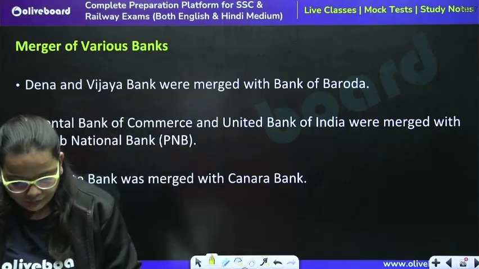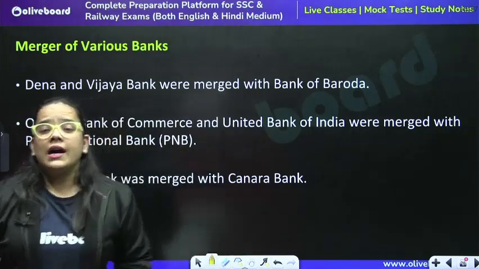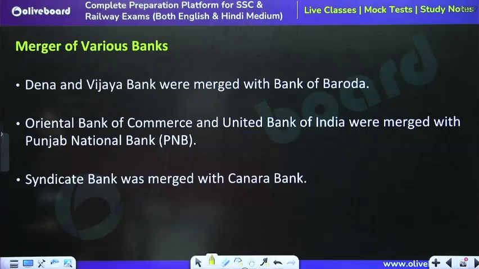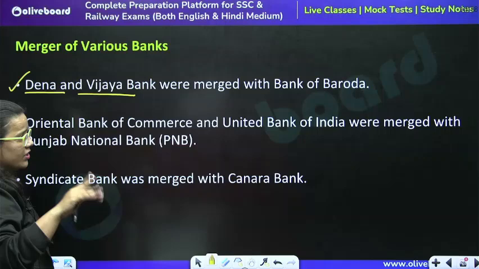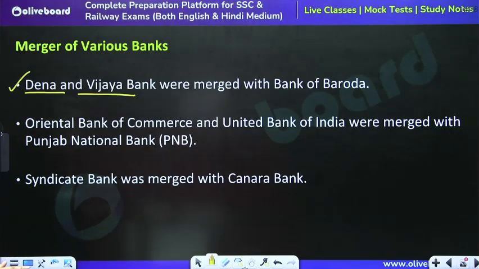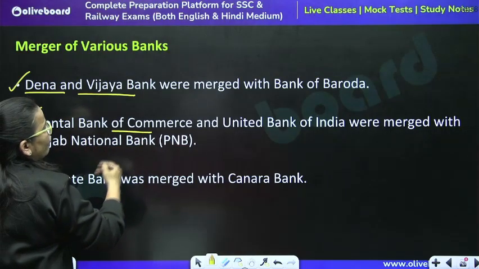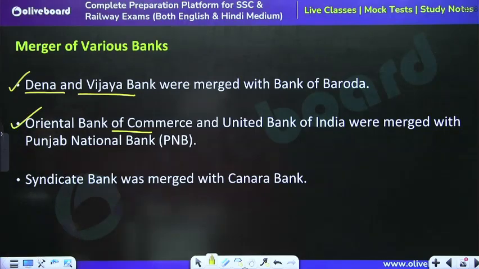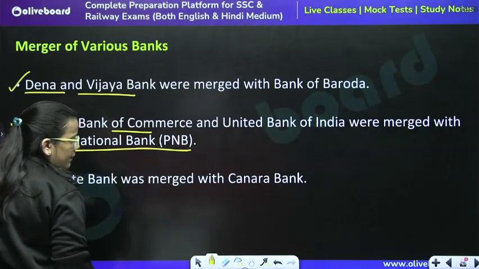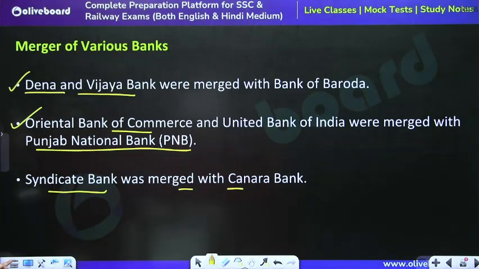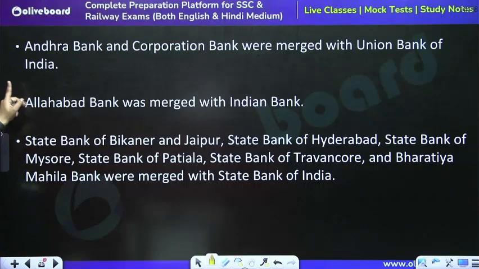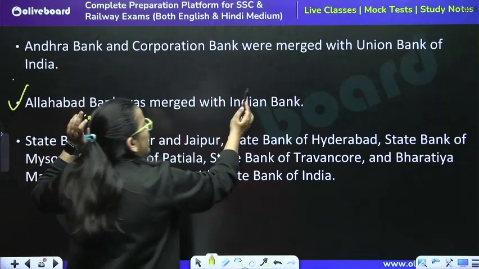Okay, now let's talk about the recent mergers of various banks. First of all, Dena Bank and Vijaya Bank were merged with Bank of Baroda, BOB. Oriental Bank of Commerce and United Bank of India were merged with Punjab National Bank, PNB. Syndicate Bank was merged with Canara Bank. Okay, so this is the criteria for this. Andhra Bank and Corporation Bank merged with Union Bank of India. Allahabad Bank was merged with Indian Bank.